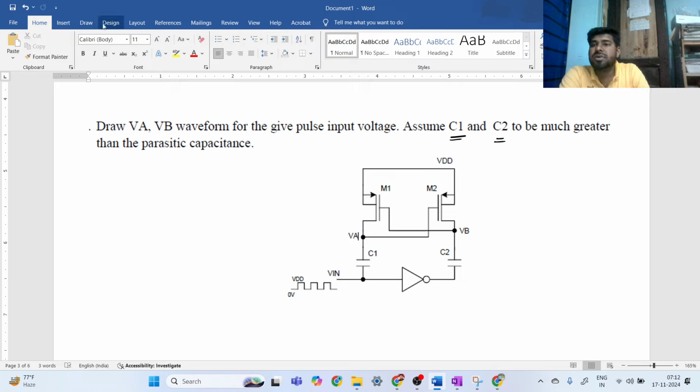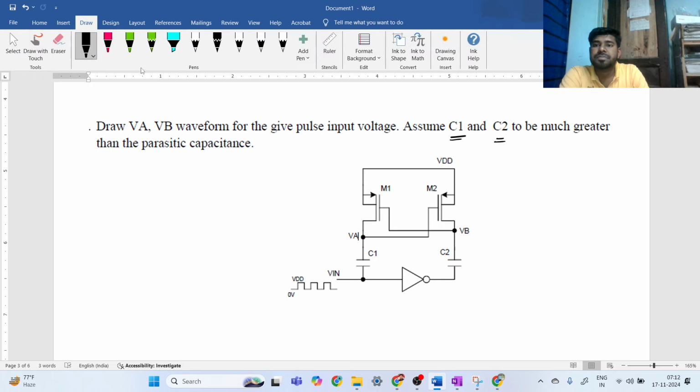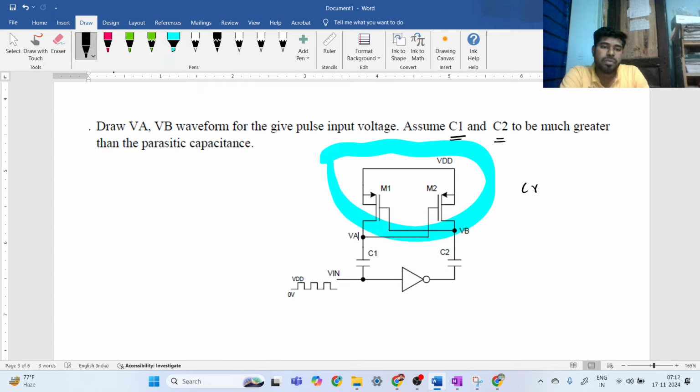This structure is called a cross coupled latch. This section is called a cross coupled latch because it acts as a latch, so it can hold its previous voltages. This node and this node can hold their previous voltages. So now let's solve it.